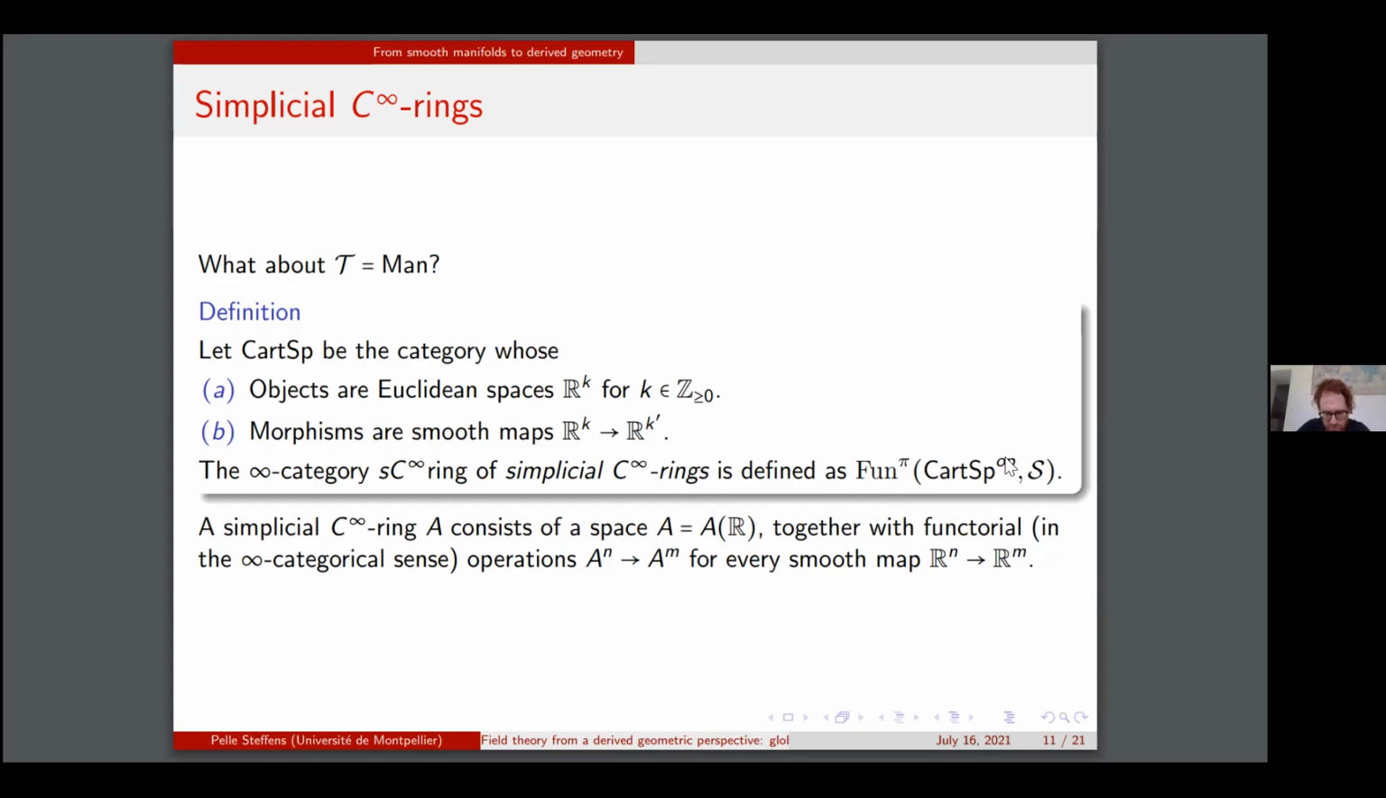Disregard this op, then it's correct. And so how you should think of this is actually some sort of commutative algebra, but somehow for every smooth map you have an extra operation. So these are commutative algebras that are equipped with some sort of smooth functional calculus, up to coherent homotopy in this infinity categorical setting.